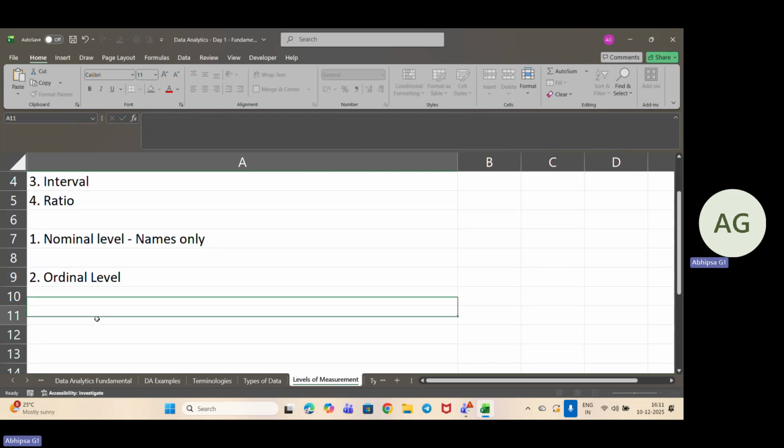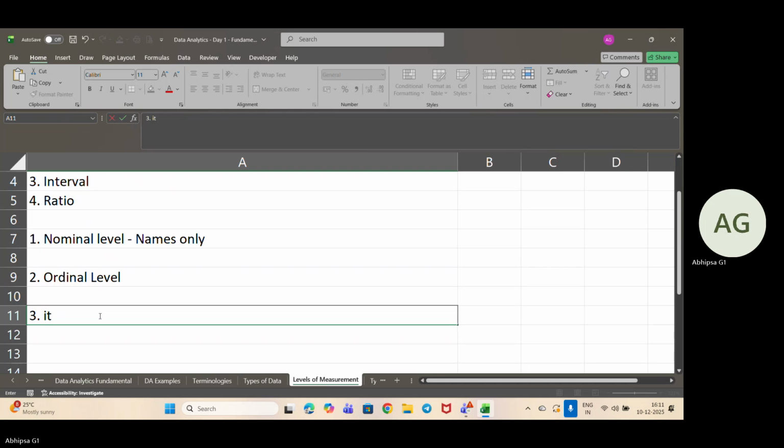Next is the interval level. Ordinal level, then the interval level. Interval level means numbers with equal gaps, but no true zero value. Now you have real numbers, the difference between each of them is meaningful also. There are equal intervals, that is, equal gaps between them.